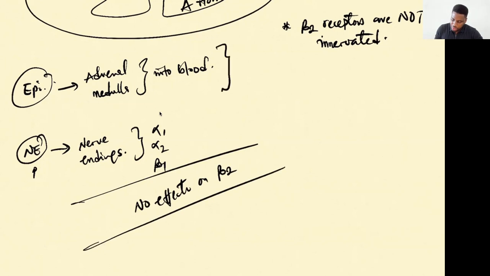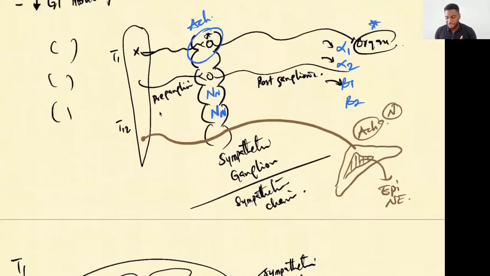Epinephrine, on the other hand, is going to affect alpha-1, alpha-2, beta-1, and beta-2 receptors. Because epinephrine is secreted directly into the blood, it does not need any nerve ending. It can influence all of these receptors. You have to bear that in mind. And that is the simple summary of the sympathetic outflow. Then we go ahead to talk about the parasympathetic outflow.